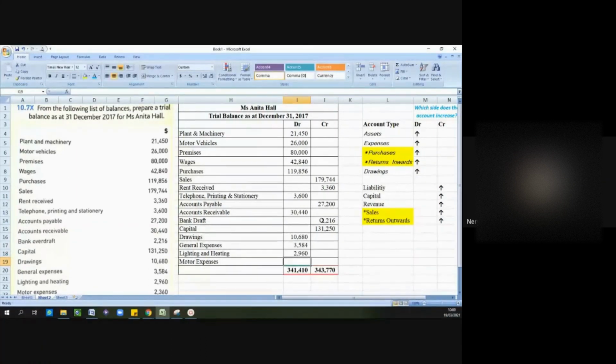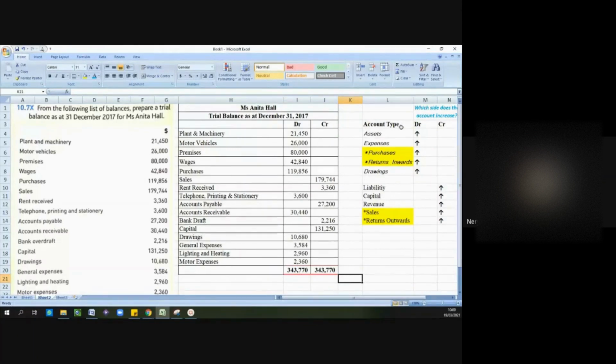Hopefully I did not punch in any wrong numbers, or else it will haunt me right now. The last number, and let's hope that this will balance off, because you know that's the idea. Motor expenses should be on the debit side. So 2,360. Voila, right here. So it balances out. The two totals are the same. So this right here is correct. Okay, that is the idea.